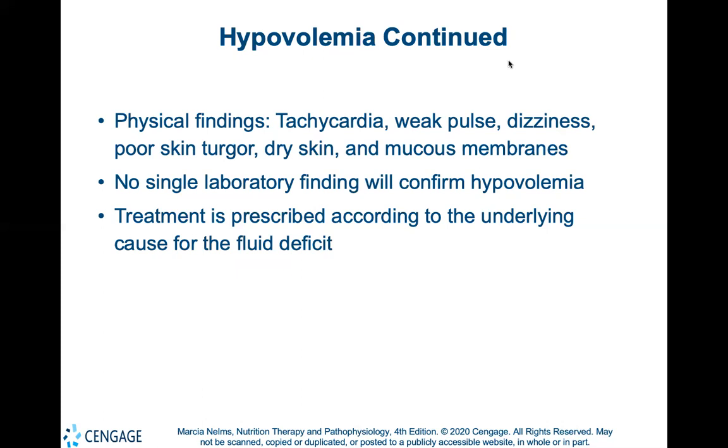No single lab finding will confirm hypovolemia. Movement of blood and urine will correspond to the underlying causes of hypovolemia. Review tables 7.6 and 7.7 on page 148 and page 149. Hemoconcentration occurs in hypovolemia unless there is also a loss of BUN.